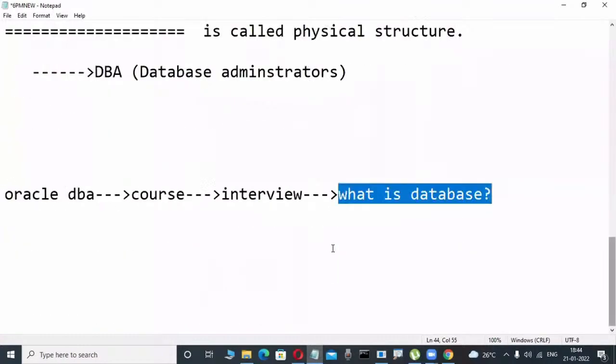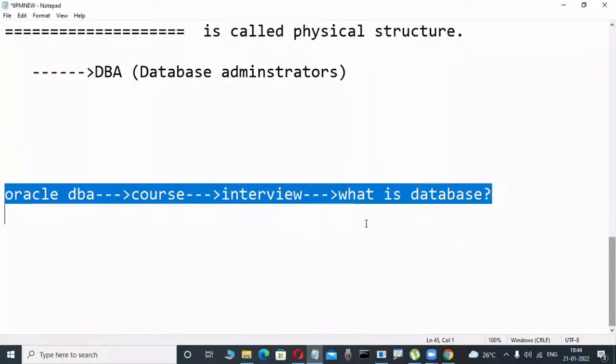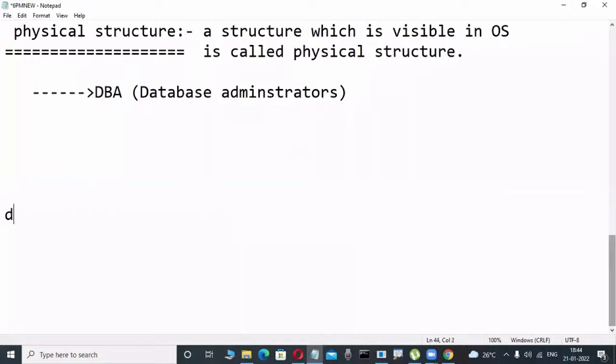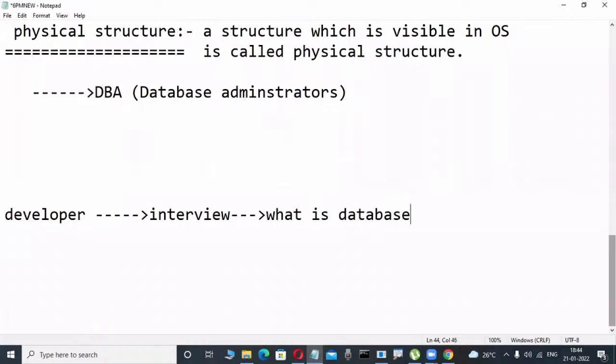Suppose here I'm a developer, not an administrator, for example. I'm a Java developer, a SQL developer, a PL/SQL developer, a Python developer, like that. These developers are attending an interview. What is database? Okay, for example, they are not asking, but generally, what is database? They're asking, and here the developers tell it logical structure wise.